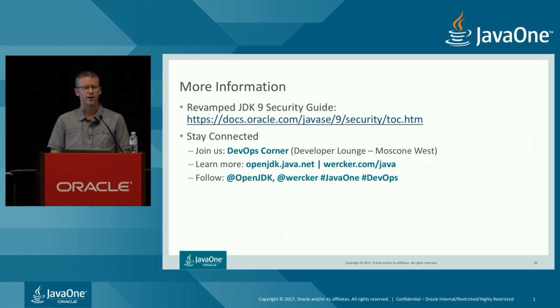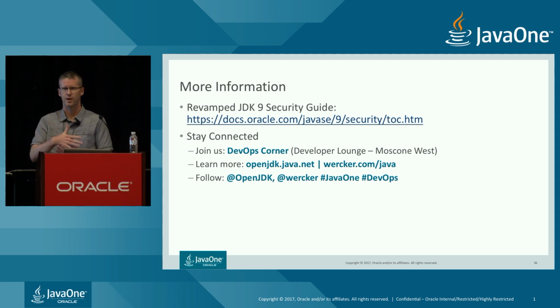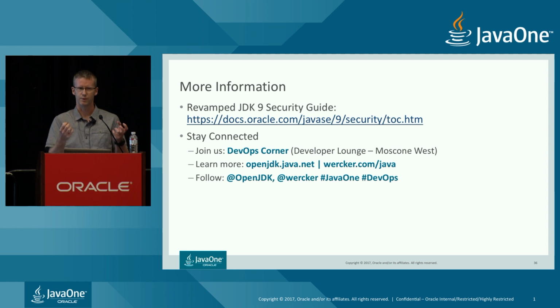One other thing. JDK 9 Security Guide. I really recommend checking that out. It's been completely revamped. It's now all one guide instead of having like a dozen different guides, so it's easier to find things. And many of the features I talked about today have programming examples. I didn't have time to show examples today, so if you're looking to build those features into your applications, try them out. This is the best place to go for that. And then a few pointers to stay connected this week, different things you can check out.